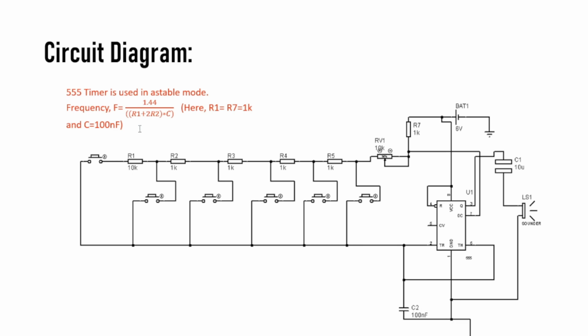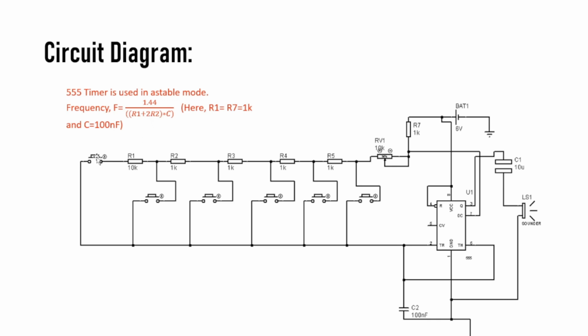The 555 timer IC works in astable mode and the frequency is given by 1.44 / ((R1 + 2R2) × C). The value of R1 is fixed, that is 1 kilo ohm, and the value of capacitor C is also fixed, which is 100 nanofarads. Now the value of R2 varies according to the buttons pressed.